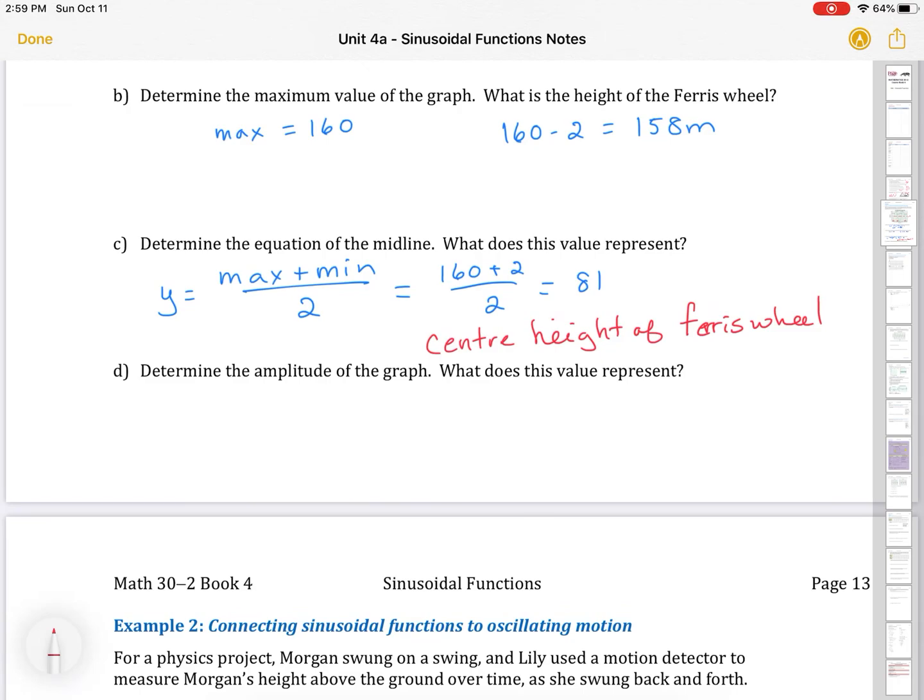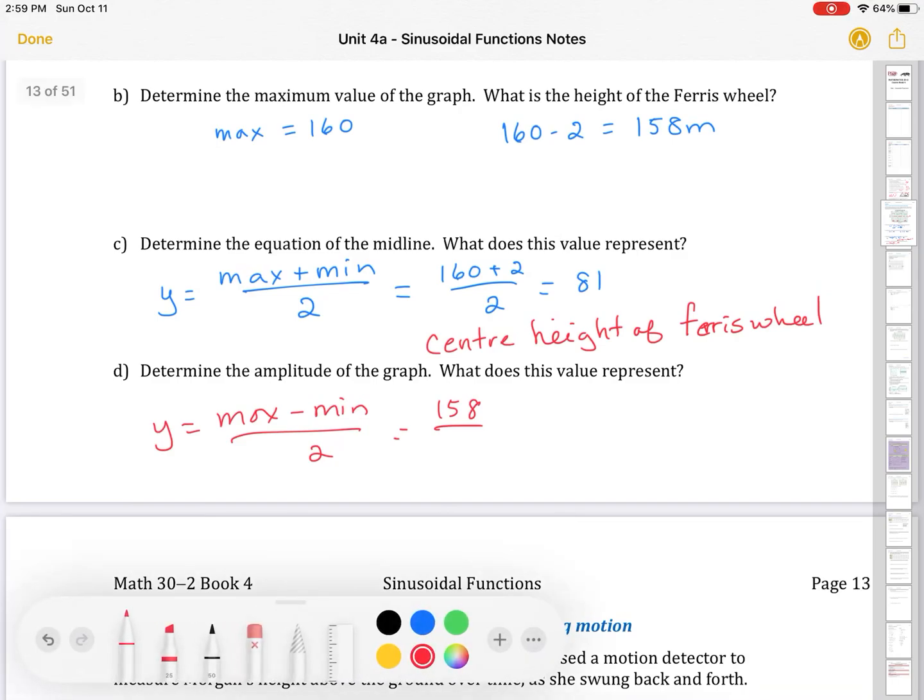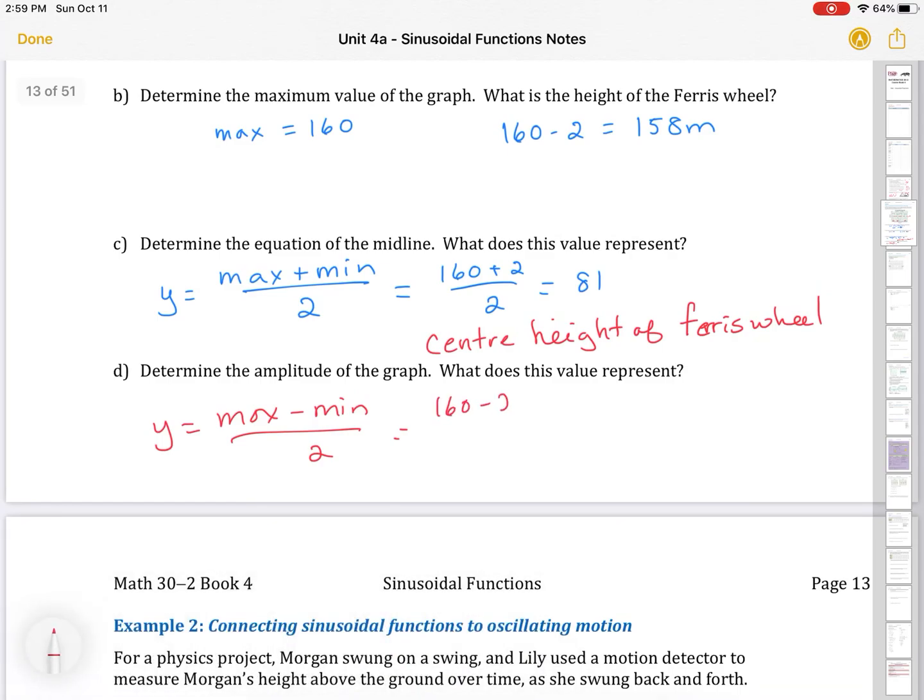Determine the amplitude of the graph. What does this represent? Well, the amplitude is y equals the max minus the min over 2. Let's write it all out, I kind of shortcutted in my notes. 160 minus 2 over 2, so it's 158 divided by 2, which is equal to 79. That equals the radius of the Ferris wheel.